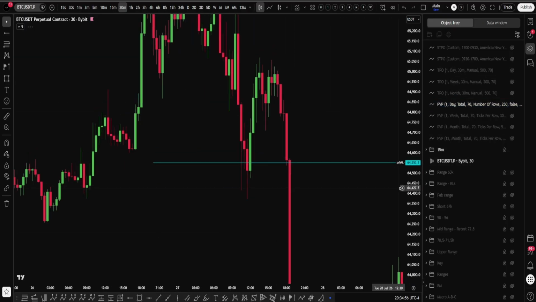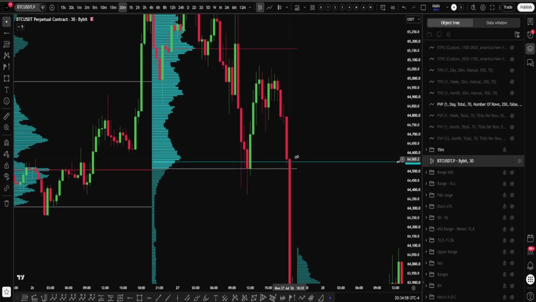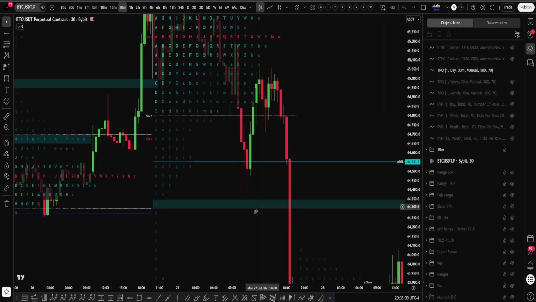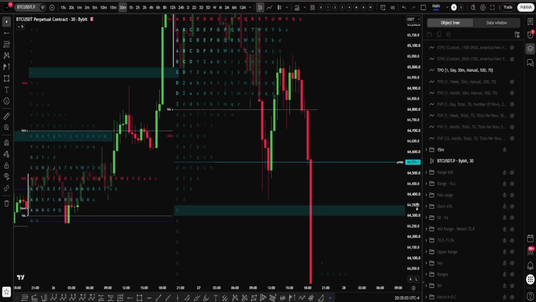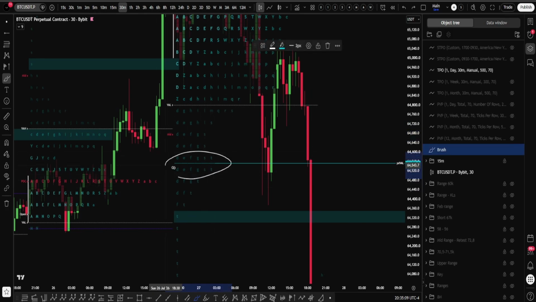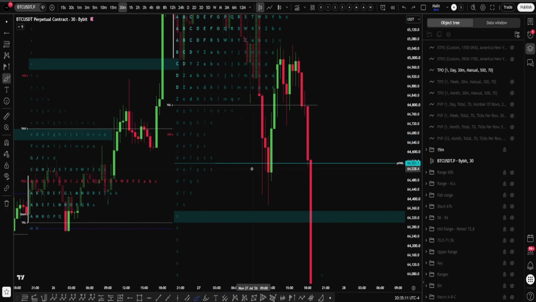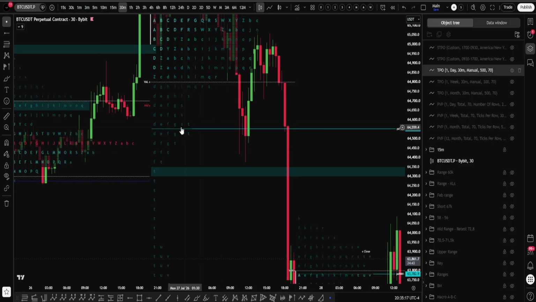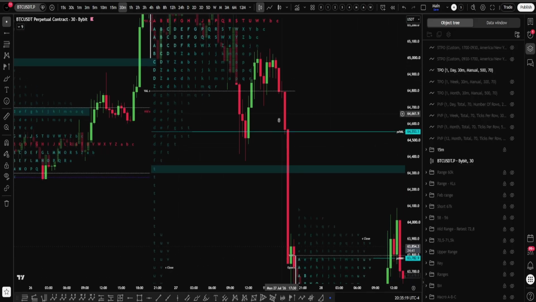All right. Okay, so these thick blocks here, you see how they stand out in the previous. This is almost like a high volume node, but within a TPO sense, the letter block sense. So that's going hand in hand with our previous value low from the volume profile.